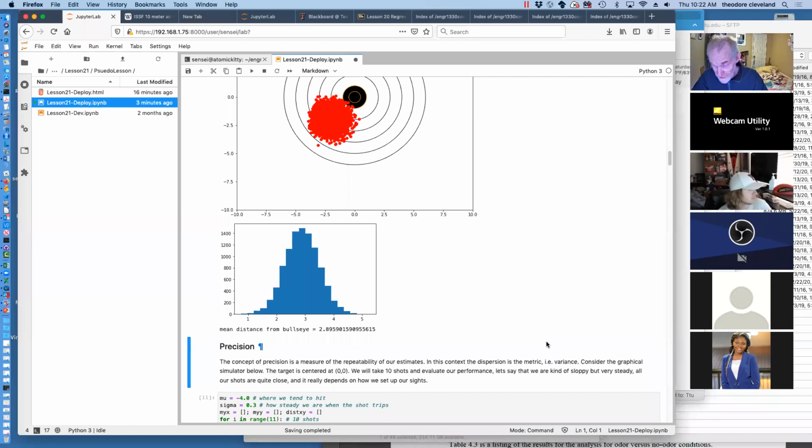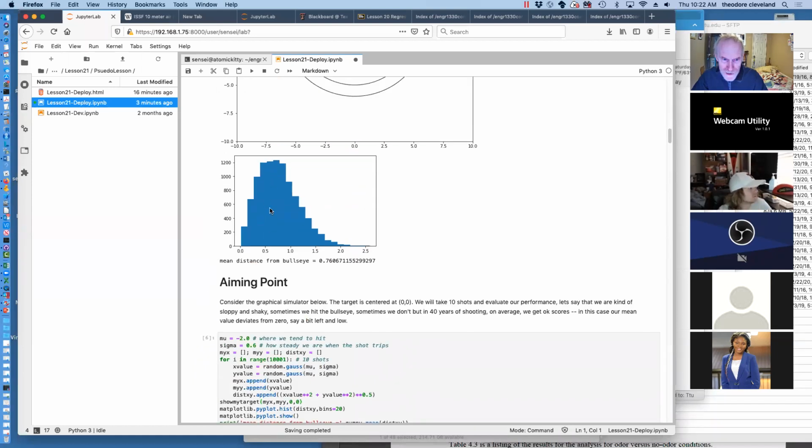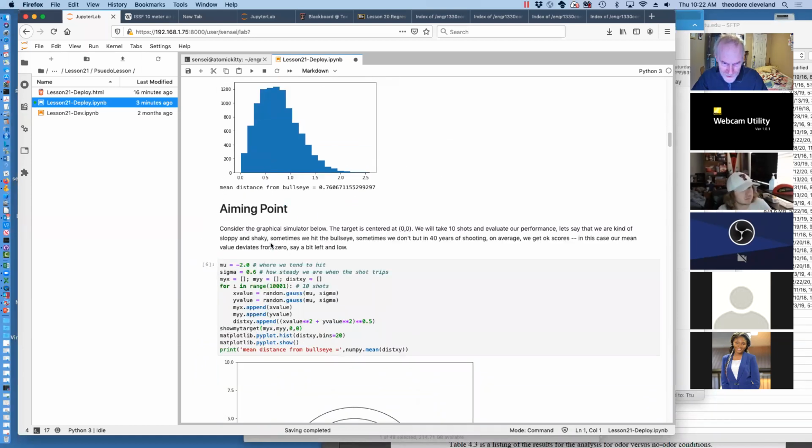Two things have changed. Now, what type of distribution does this look like? Whoever said normal, this one's starting to look like a normal distribution. Our mean distance from the bullseye is almost 3 now. And in our prior one, the mean distance was a little bit over a half.